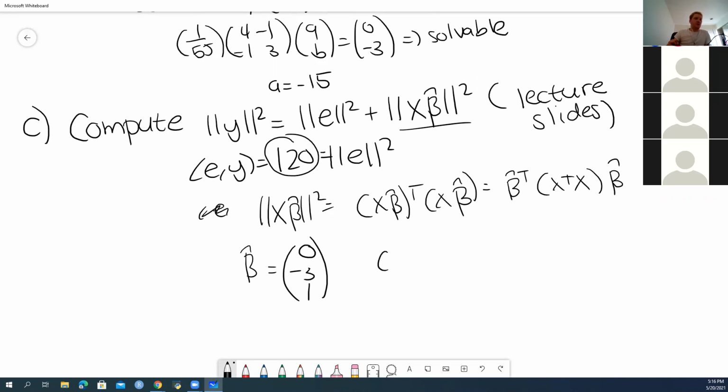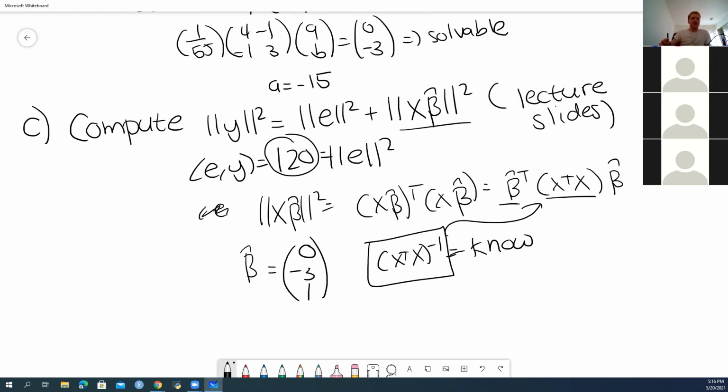And then x, we already know what x transpose x inverse is. So x transpose x inverse, remember, we know. Again, I'm not going to do this, but we can solve for x transpose x inverse. You just invert it. Then you have beta hat, x transpose x, and beta hat. And then you can just plug it into this, and that should give you the answer. So you get 120 plus some value, and we complete the problem.